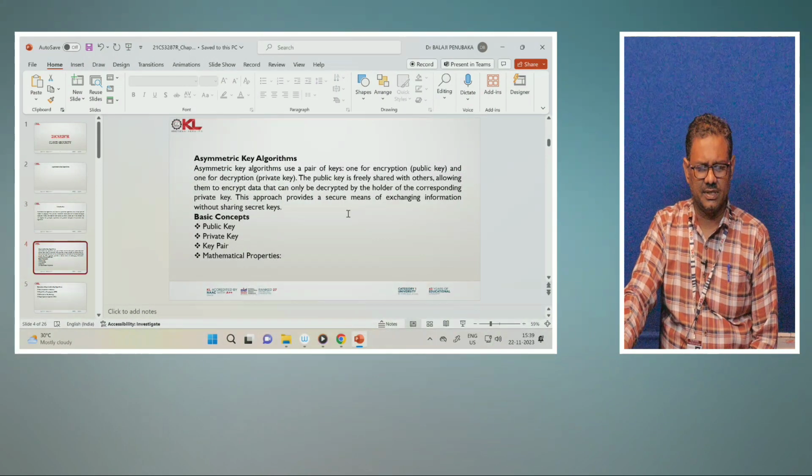Asymmetric algorithms, what are the basic concepts here? Public key, private key, key pair, mathematical properties. This algorithm mainly uses a pair of keys, one for encryption, the public key, and one for decryption, the private key. The public key is known by everyone, but the private key is known only by the two persons sharing the data.